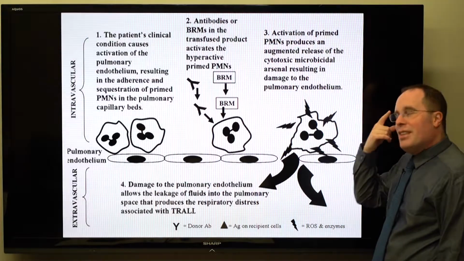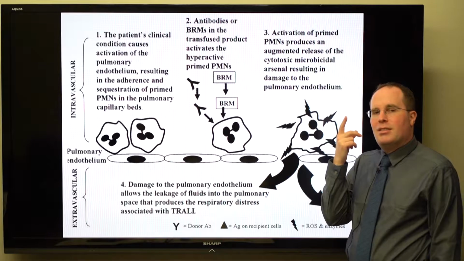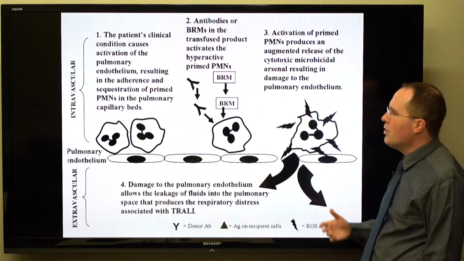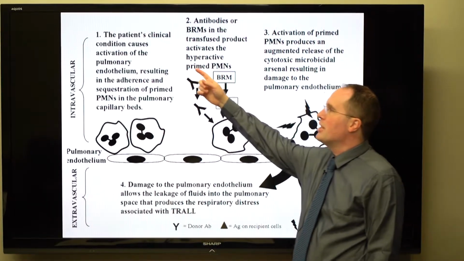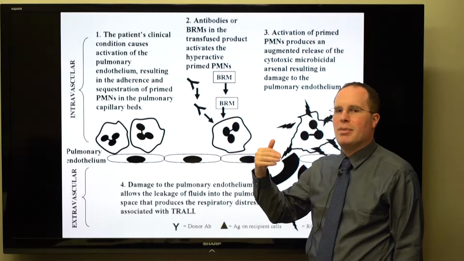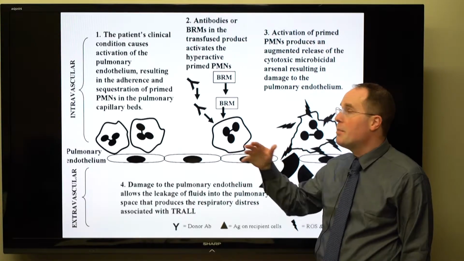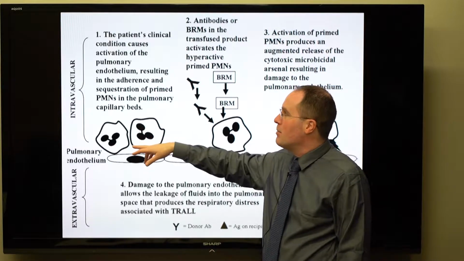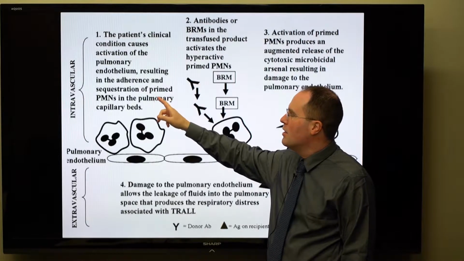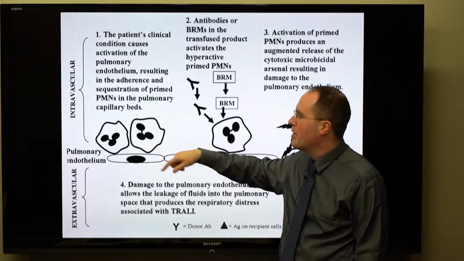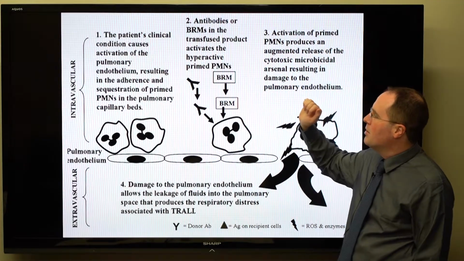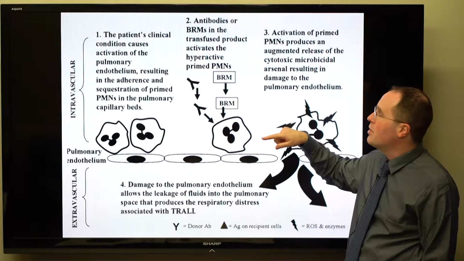Then I would remember this picture as the best description of what exactly happens in TRALI, the pathophysiology of TRALI. So I mentioned before, there's a patient clinical condition, usually something like sepsis, bacteremia, trauma, post-surgery, something that activates, primes the neutrophils so that they adhere and are sequestered on the pulmonary capillary beds, right? So that's step one. Patient condition causes priming of neutrophils.